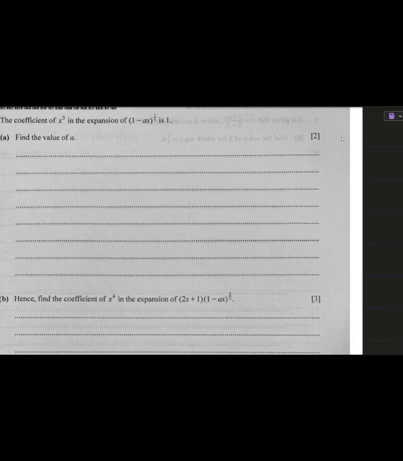On to the fourth question. It is a question of binomial, and this is the binomial of P3. So the coefficient of x cube is in the expansion of 1 minus ax to the power 2 over 5. So the general expansion is 1 plus x to the power n. So our new nx would be equal to minus ax, right? So we have to find the value of a, so we have to find the corresponding x cube coefficient.